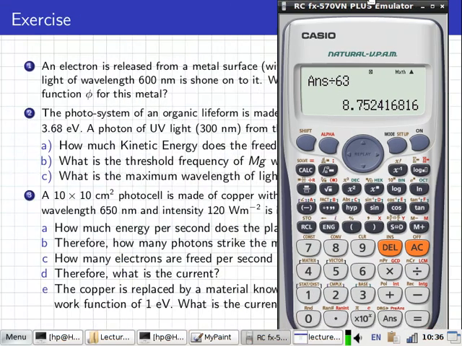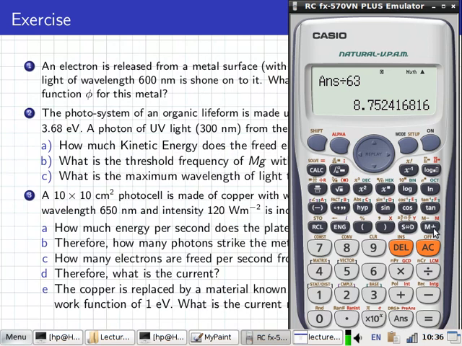I'm sorry, I keep bothering you with all my constants. Which one is H? 6.6. No, what number? What is it? 6.626. Now, do we know the F here? We could find it because we know the lambda. So C over lambda will give me the F.